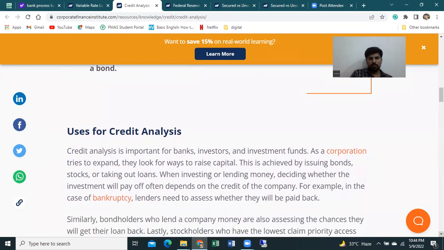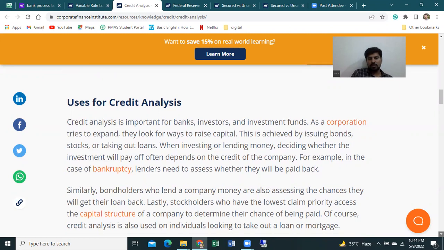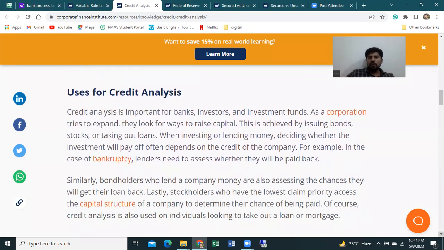Uses of credit analysis: credit analysis is important for banks, investors, and investment funds, as well as corporations trying to expand and raise capital. This is achieved by using bonds, stocks, and taking out loans. When investing and lending money, deciding whether the investment will pay off often depends upon the credit of the company.